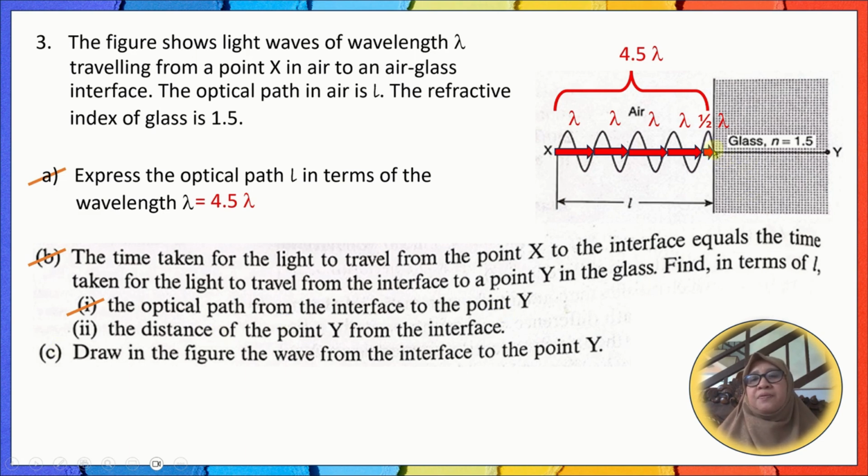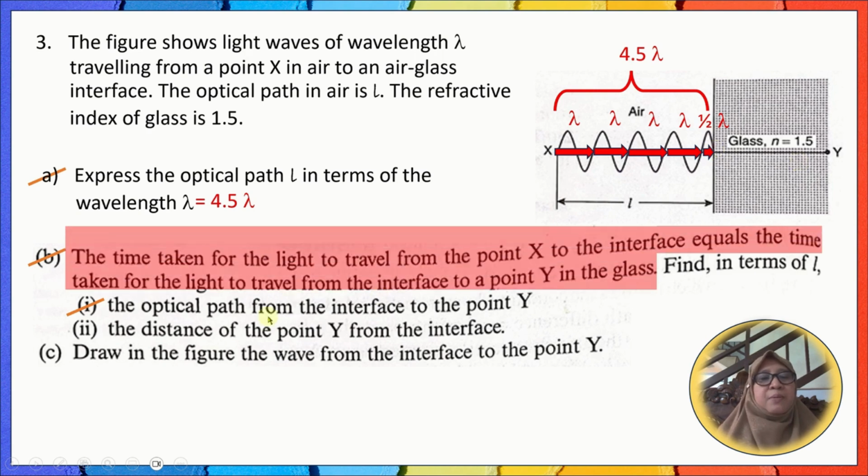So from the interface here to point Y, we use the optical path formula, n times distance. From the statement here, the time taken is the same. So the optical path from the interface to point Y is equal to the optical path from point X to the air-glass interface here.